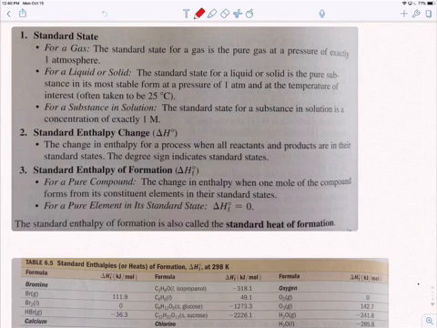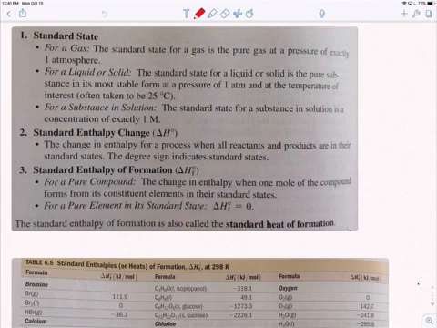So here are standard states for a gas. Standard state at a pressure of exactly 1 atmosphere. For a liquid or solid, it is the most stable form at a pressure of 1 atmosphere, a temperature of 25 degrees Celsius. So what I mean by that is carbon. Carbon has a couple forms. There's graphite, there's diamonds, and then there's the fullerenes. There's C60, C70, and there's also nanorods. That's basically graphite. So what we pick as a standard state is graphite. That is the most stable.